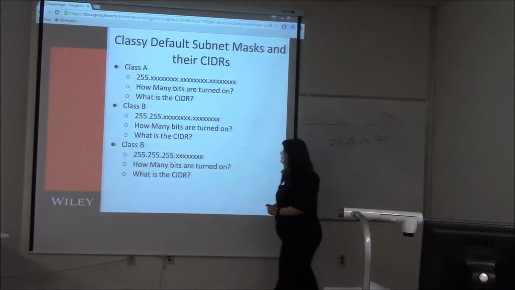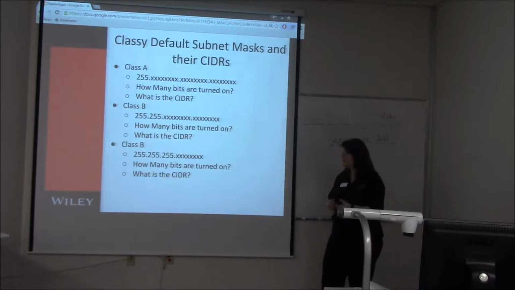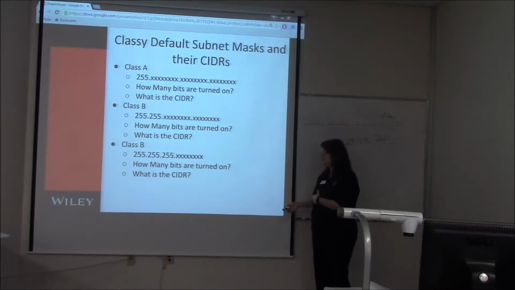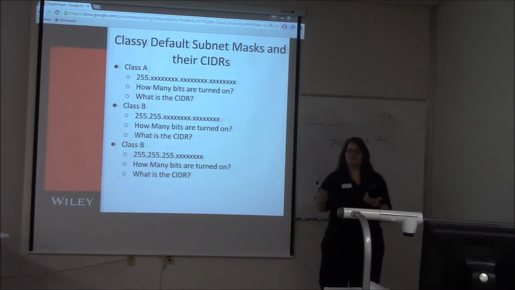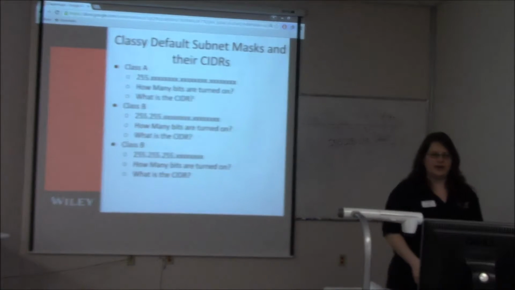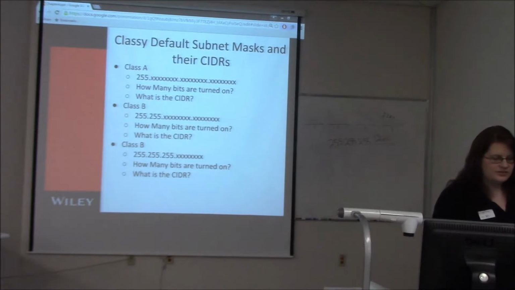In a class C address, 255.255.255.0, how many bits are turned on? 24. My CIDR is /24, right? Seems easy enough.